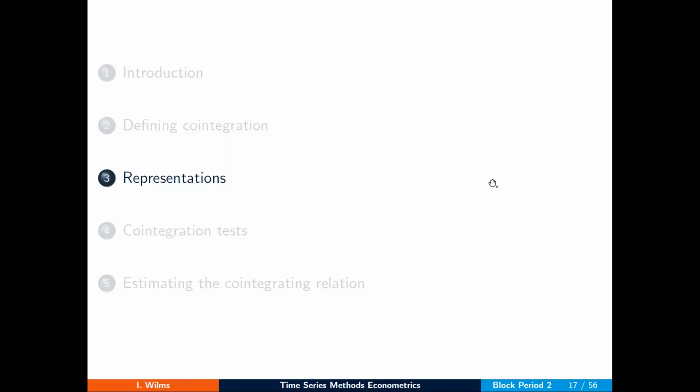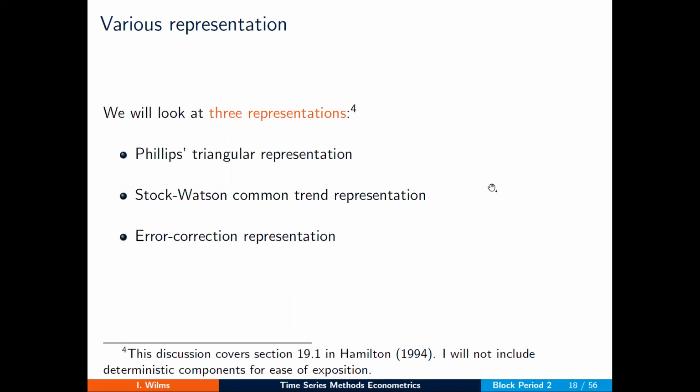In this second video, we will start looking at the co-integration representations. If you have a look at academic papers about co-integration, you will find that there is no uniform way to represent the co-integration relations. So you better get used to seeing different representations.